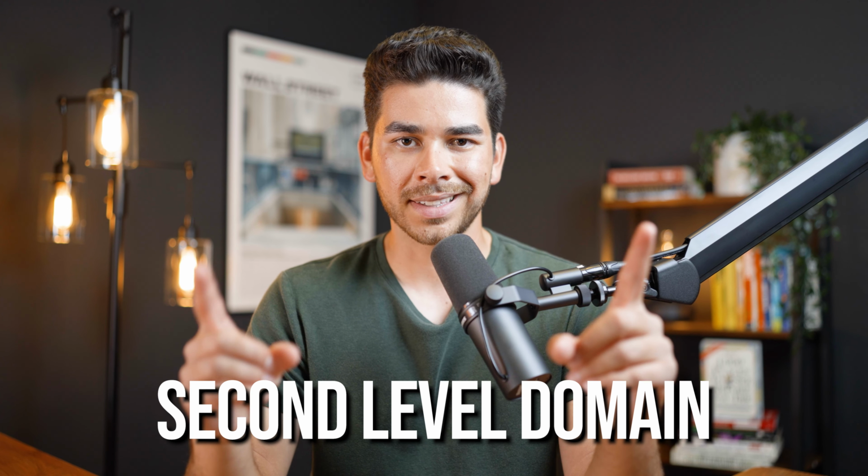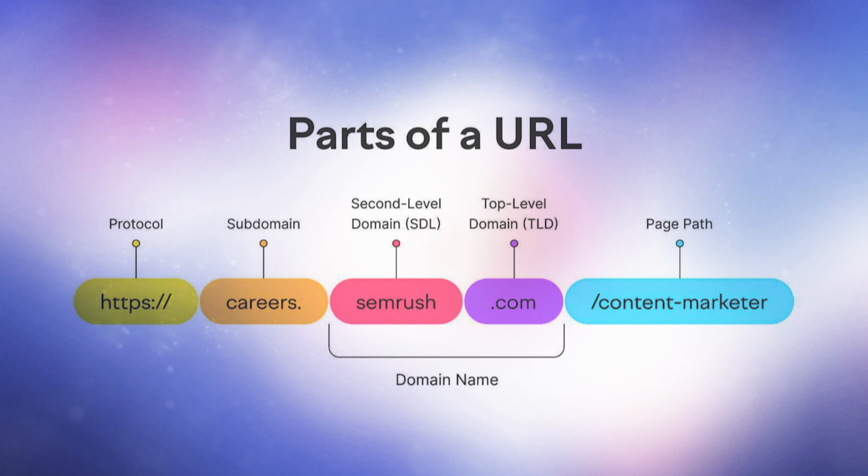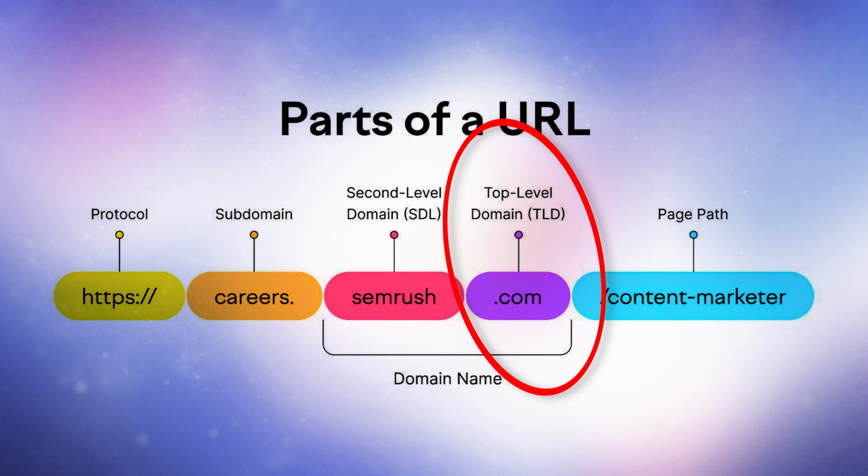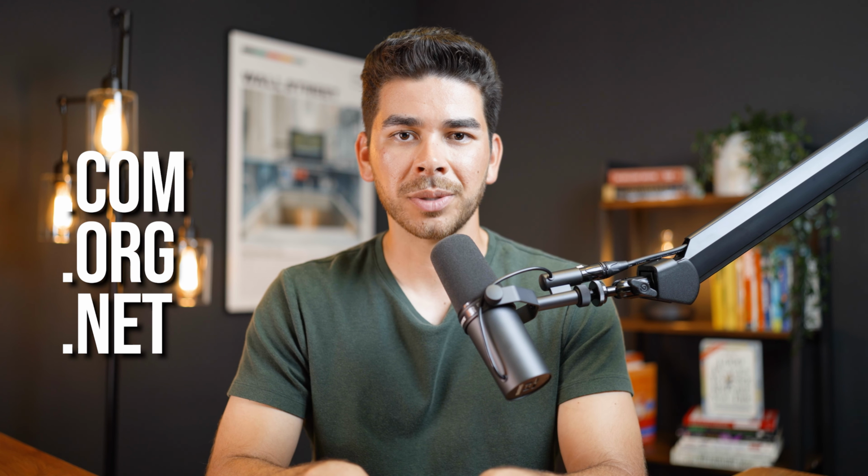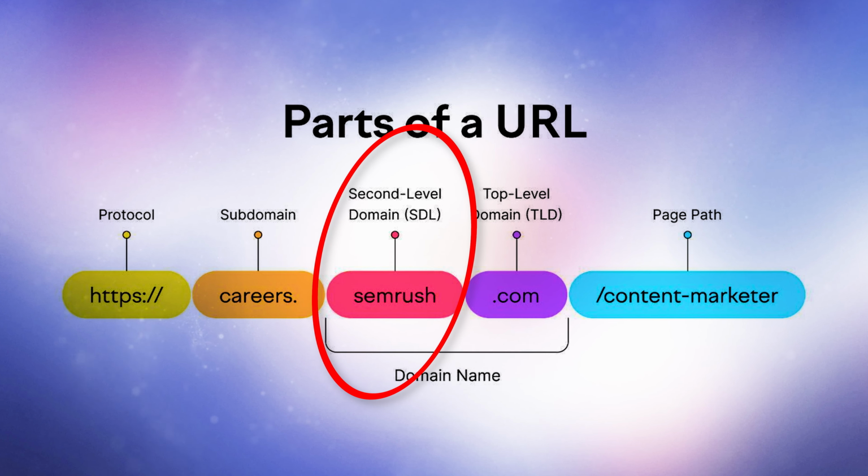Okay, last part here before we get into the rest of the video, there's two different parts of the domain name. There's the top level domain and the second level. The top level domain, or the TLD, is everything that comes after the dot. So this could be .com, .org, .net. There's also country specific like .uk. And the SLD, or second level domain, is just everything to the left of that.